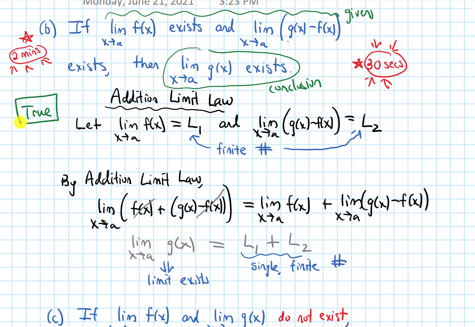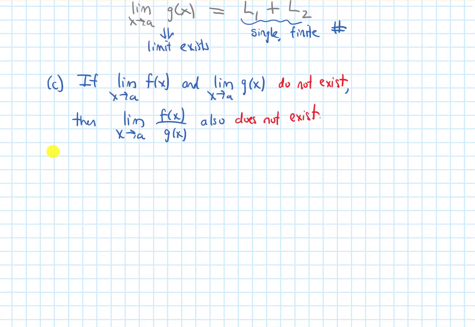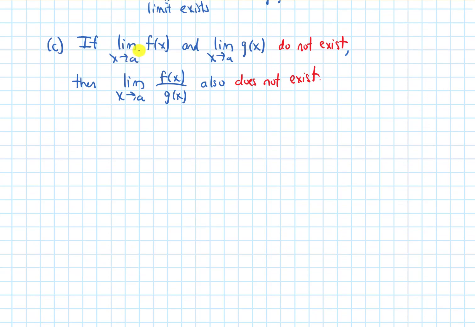Alrighty, let's look at one more example, part C. This one says, if the limit as x approaches a of f of x and the limit as x approaches a of g of x both do not exist, then the limit as x approaches a of f of x divided by g of x also does not exist. I want to give you 2 minutes to try this question first. So pause it in 4, 3, 2, 1. Pause that video and try this for 2 minutes.